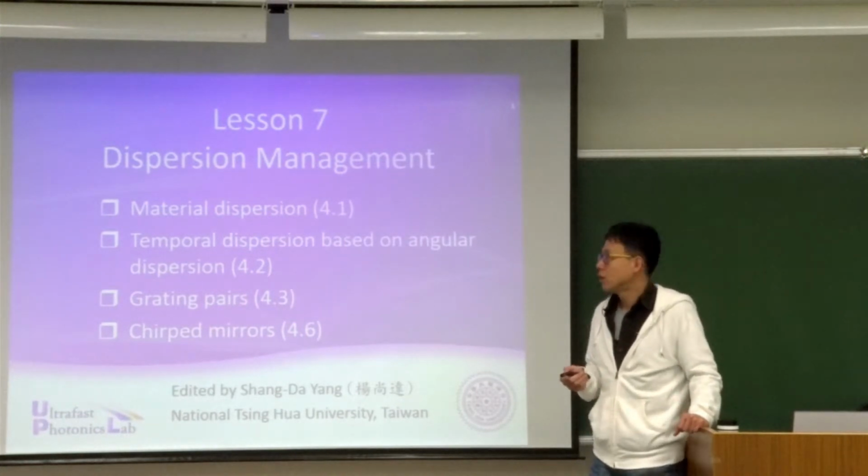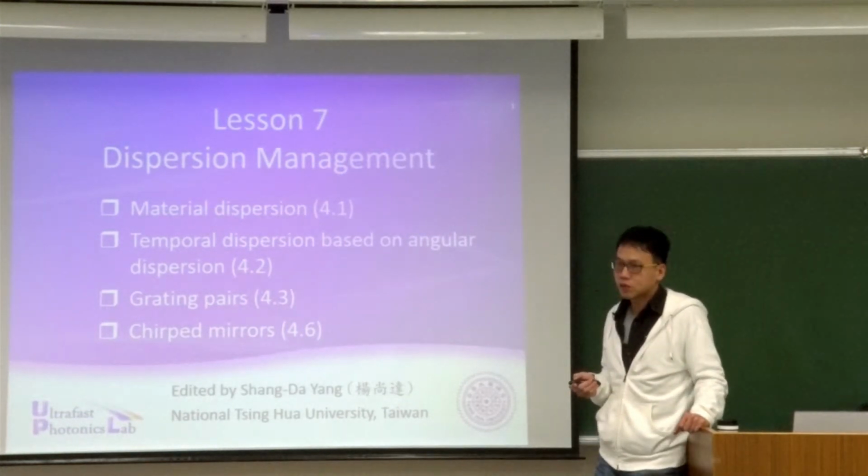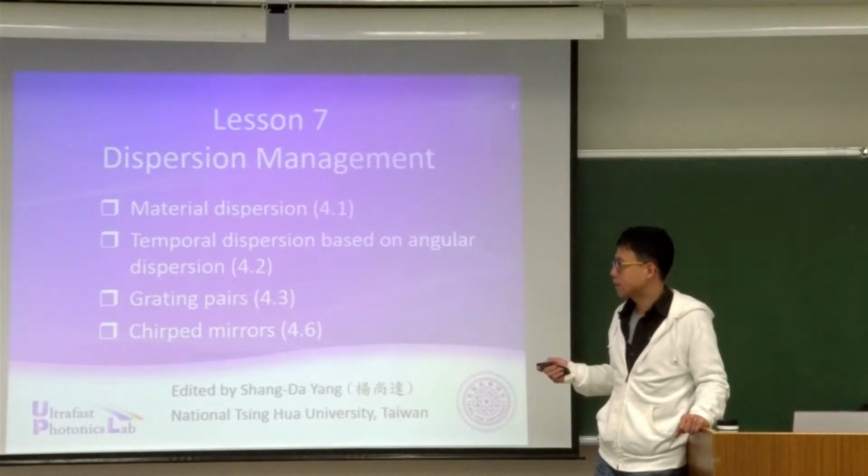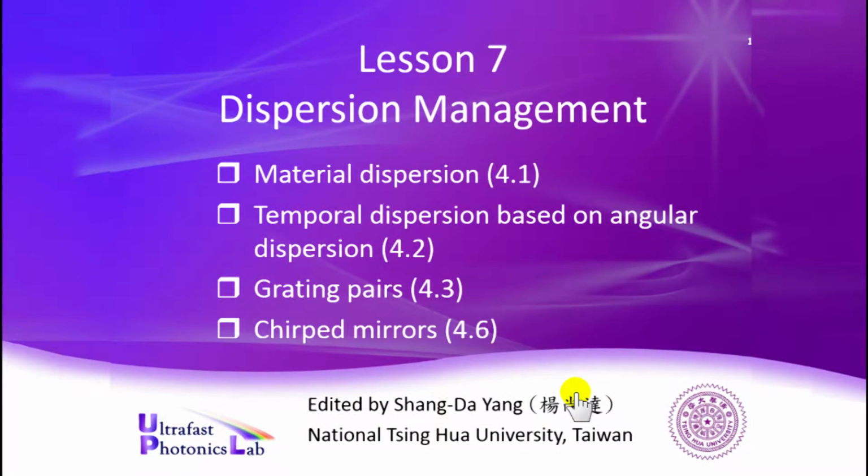This is a traditional pulse compressor used in dispersion compensation. It's still used today. And usually you can create a very large compression ratio or stretching ratio by using grating pairs.